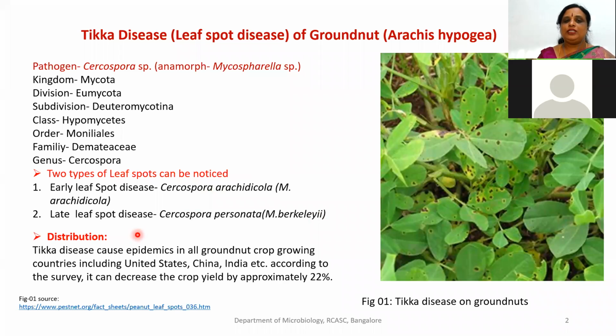Distribution. This particular disease is distributed worldwide. Wherever the groundnut crop is grown, including the US, China and India, it is epidemic. The infection can be observed worldwide. Due to the infection of this disease, the yield of the crop decreases. Approximately 22% of the yield will be decreased because of the infection of this pathogen.